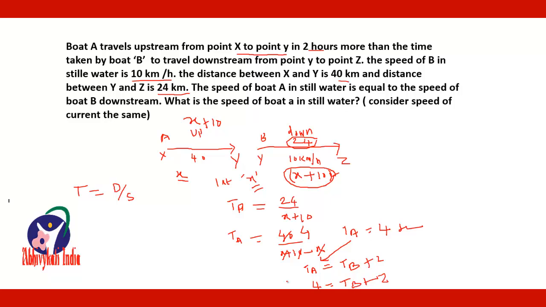So if you take 2 to the other side, it will be 4 minus 2, and you will get TB is equal to 2. So the time taken by boat B is equal to 2, and therefore the speed of A upstream, that will be 10 plus x, it means 10 plus 2, that is equal to 12 kilometer per hour.